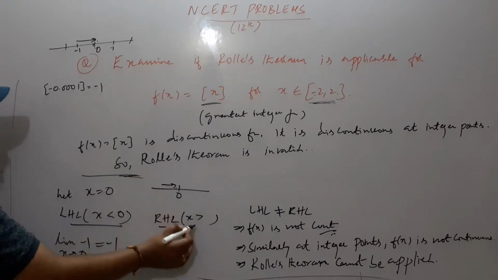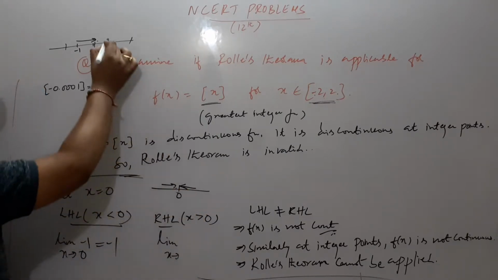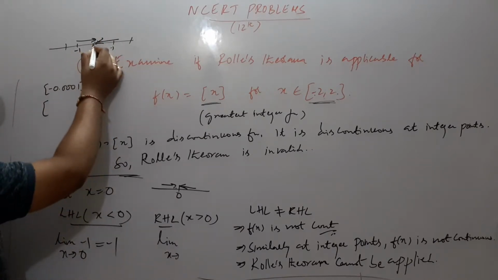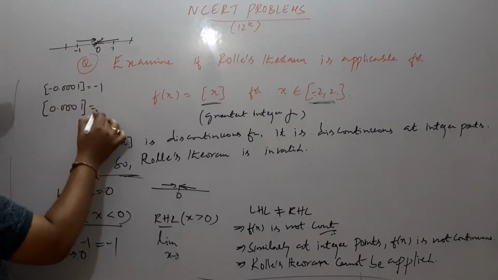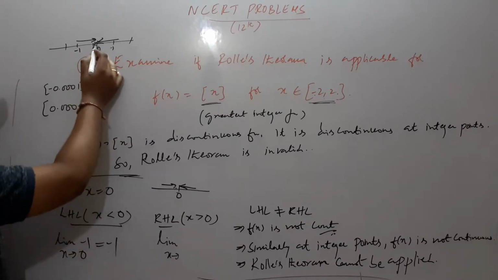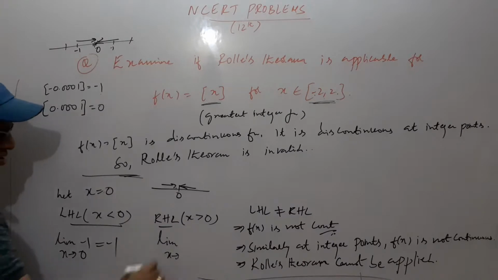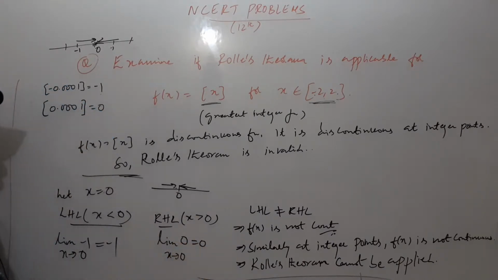Next, x greater than 0. So x greater than 0 will be coming from this side. So I am coming from this side, which means I am almost touching 0. So let me take this point. What will be this point? 0.0001. So what is the box value of 0.0001? So which is the integer less than that? 0. So limit of 0, x approaching 0 will be 0.